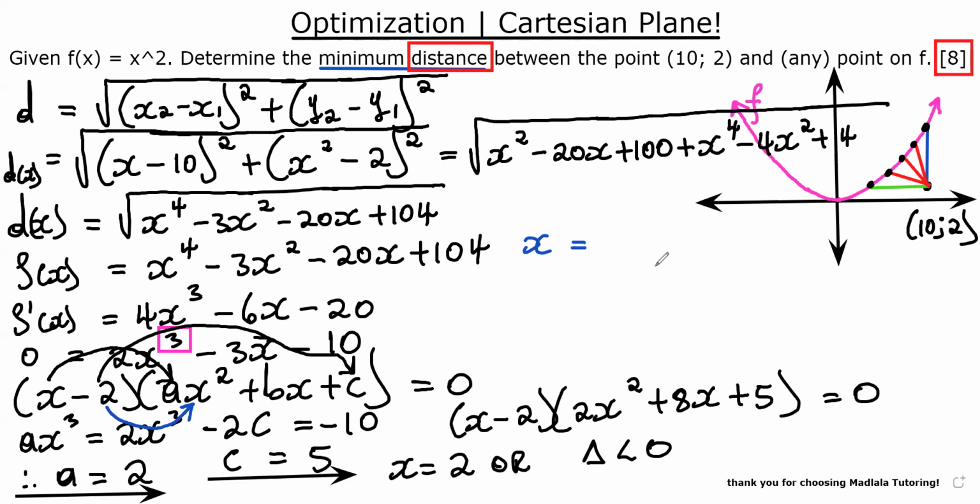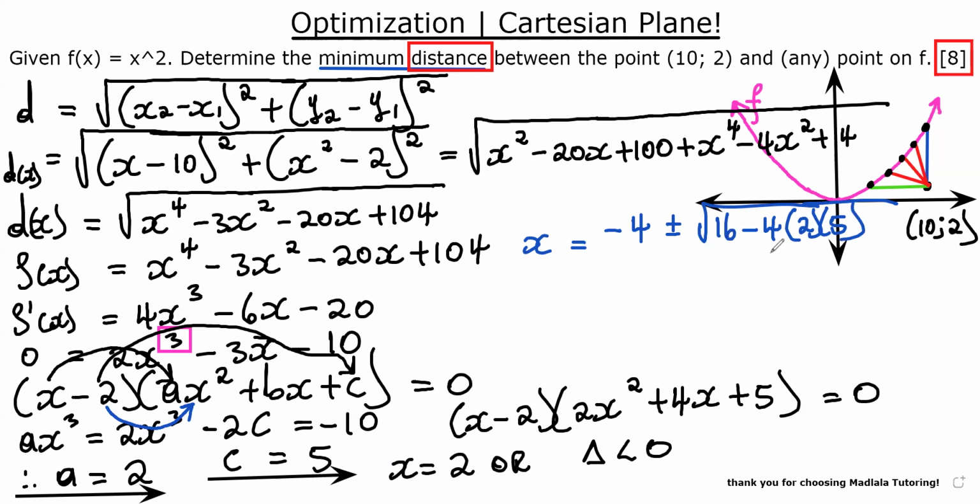And according to the quadratic formula, we have negative b, and our b is 8. Wait, why is b 8? B is supposed to be 4. Sorry, guys. Sorry about that. Yeah, supposed to be 4. So here I'm supposed to say it's negative b plus or minus square root b squared. So 4 squared is 16. Then you say minus 4a. And then you say c, right?